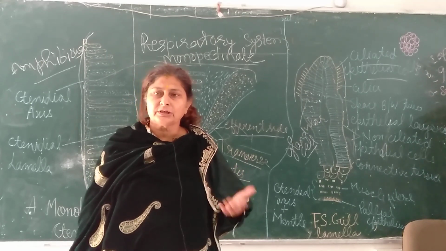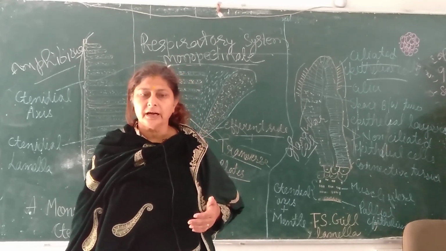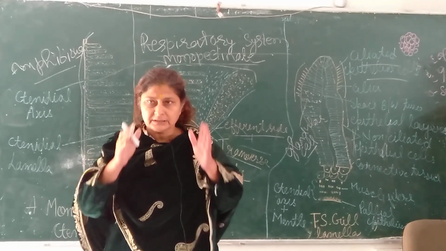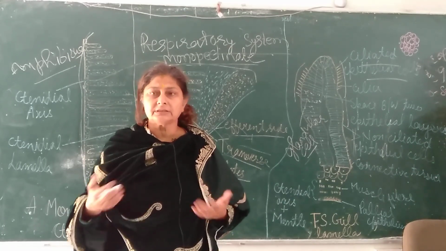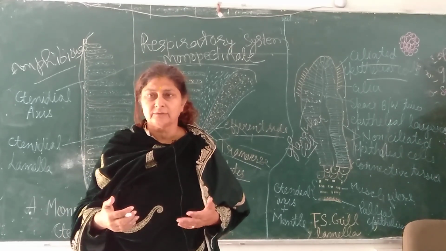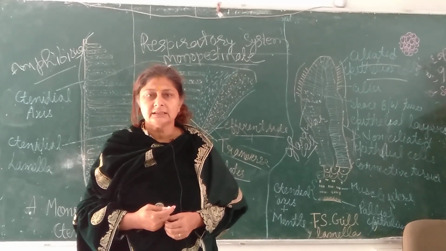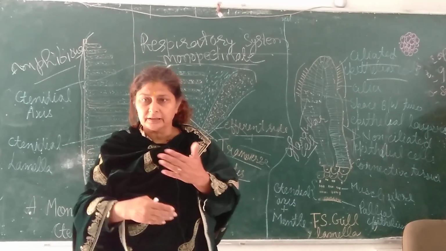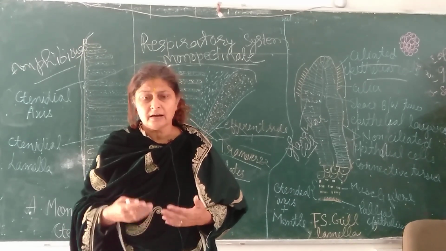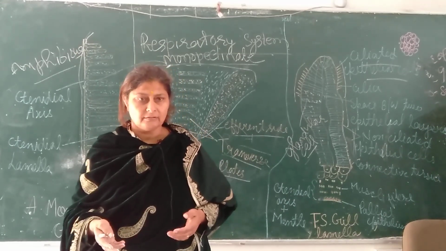And what is the function of non-ciliated cells? They form the basic structure. And what is the function of ciliated cells? Why is there a variation? Ciliated cells move and rotate the water in the gill lamella.